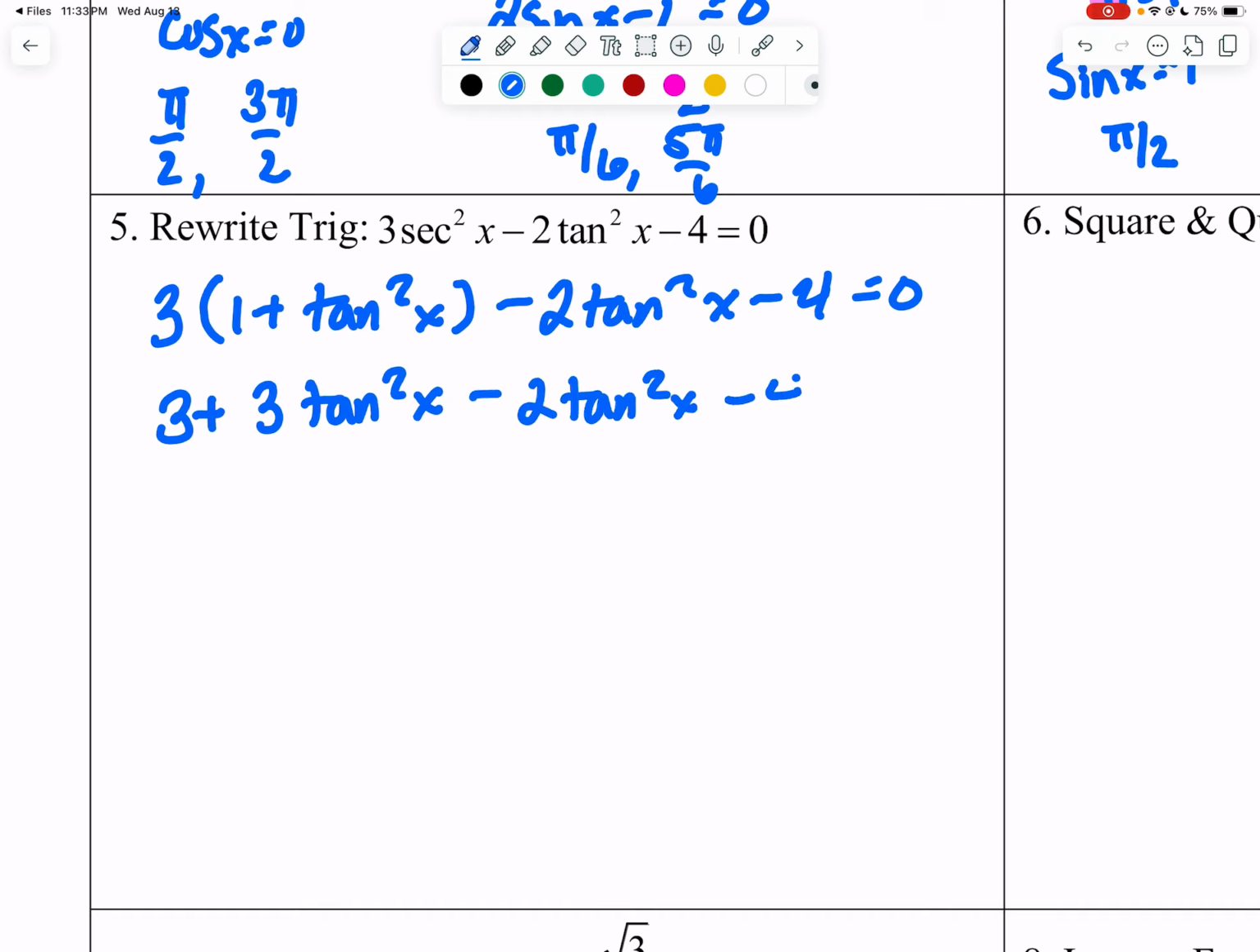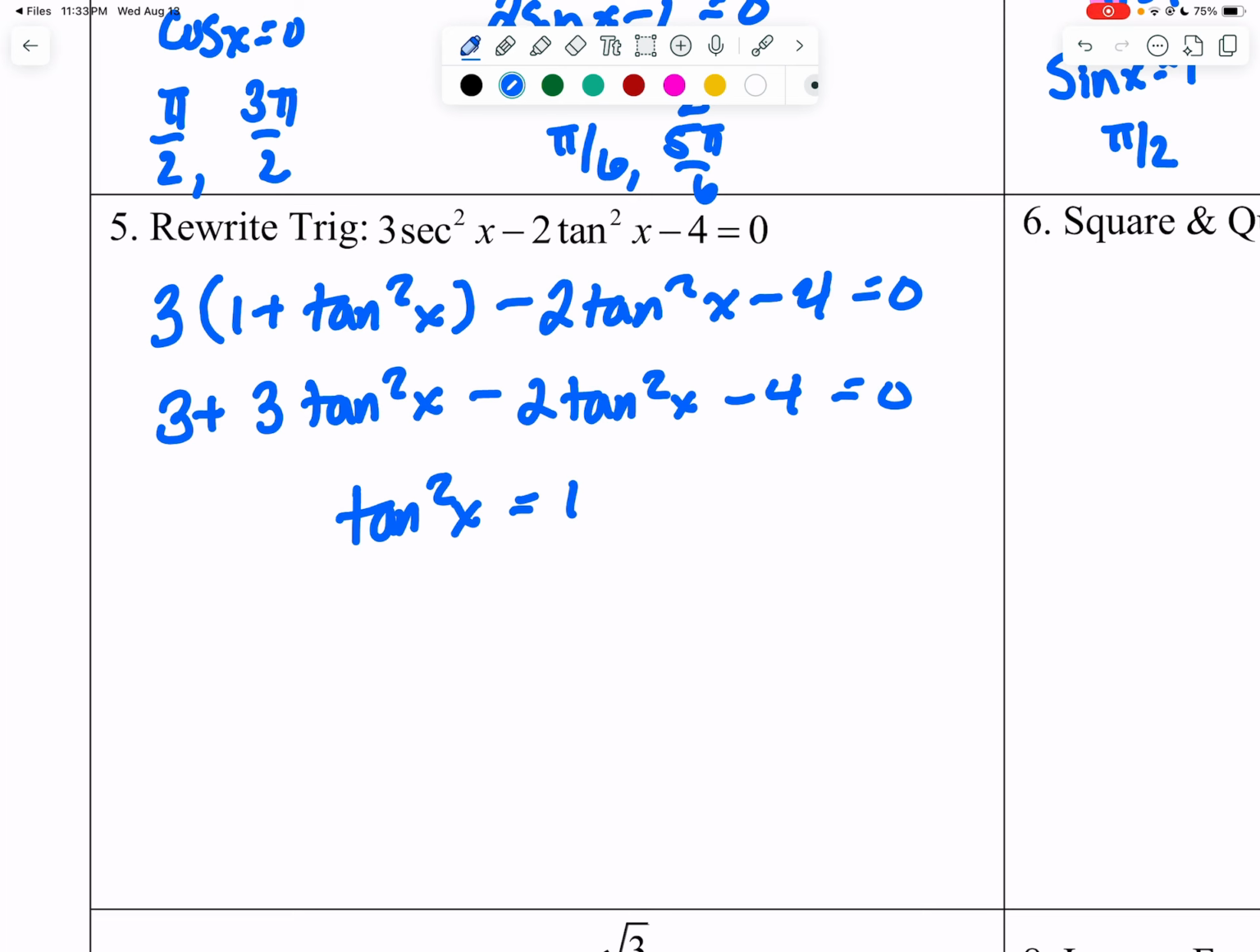Make your life a little bit easier. So then we get tangent square of x. 3 minus 4 is negative 1. So then we move that to the other side to get positive 1. And then we have a square.